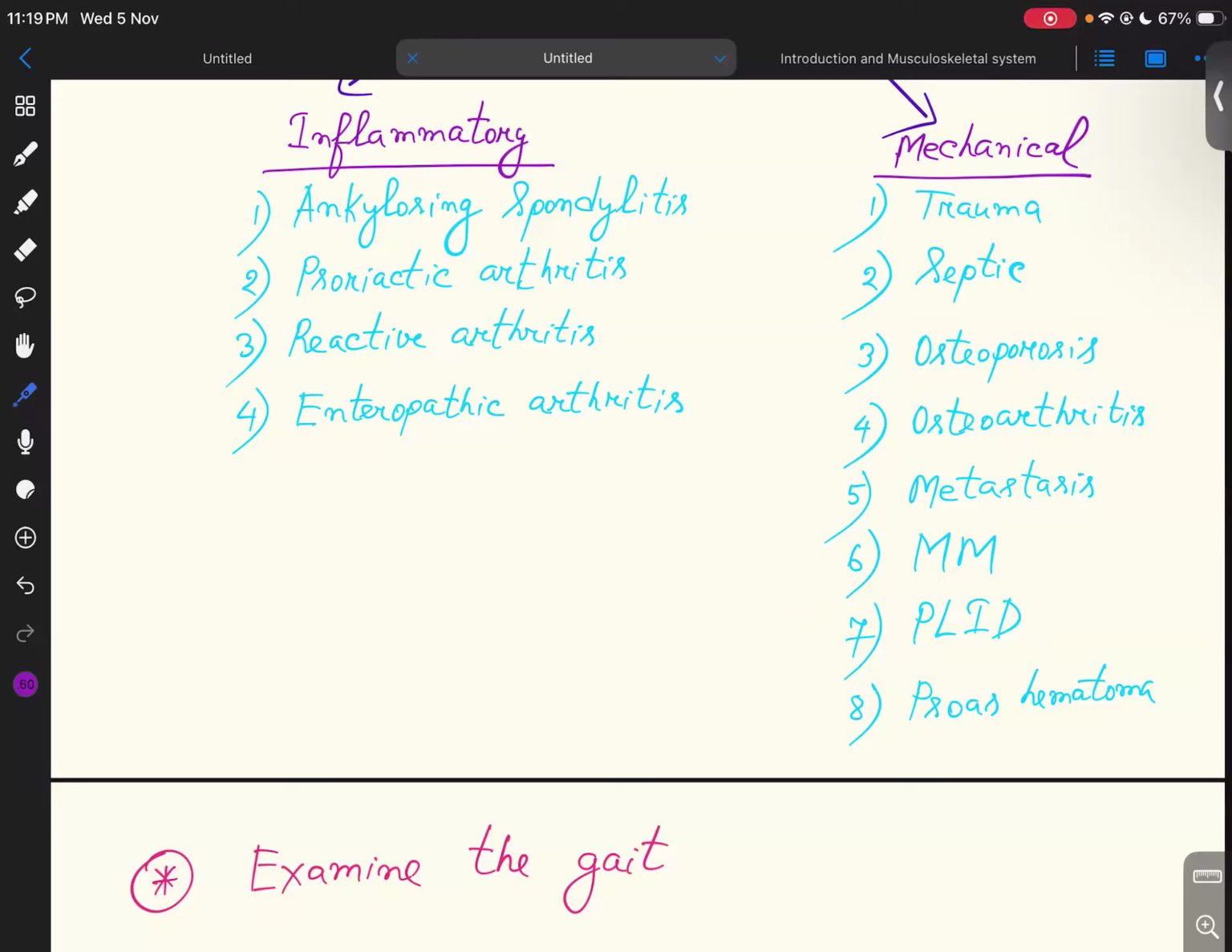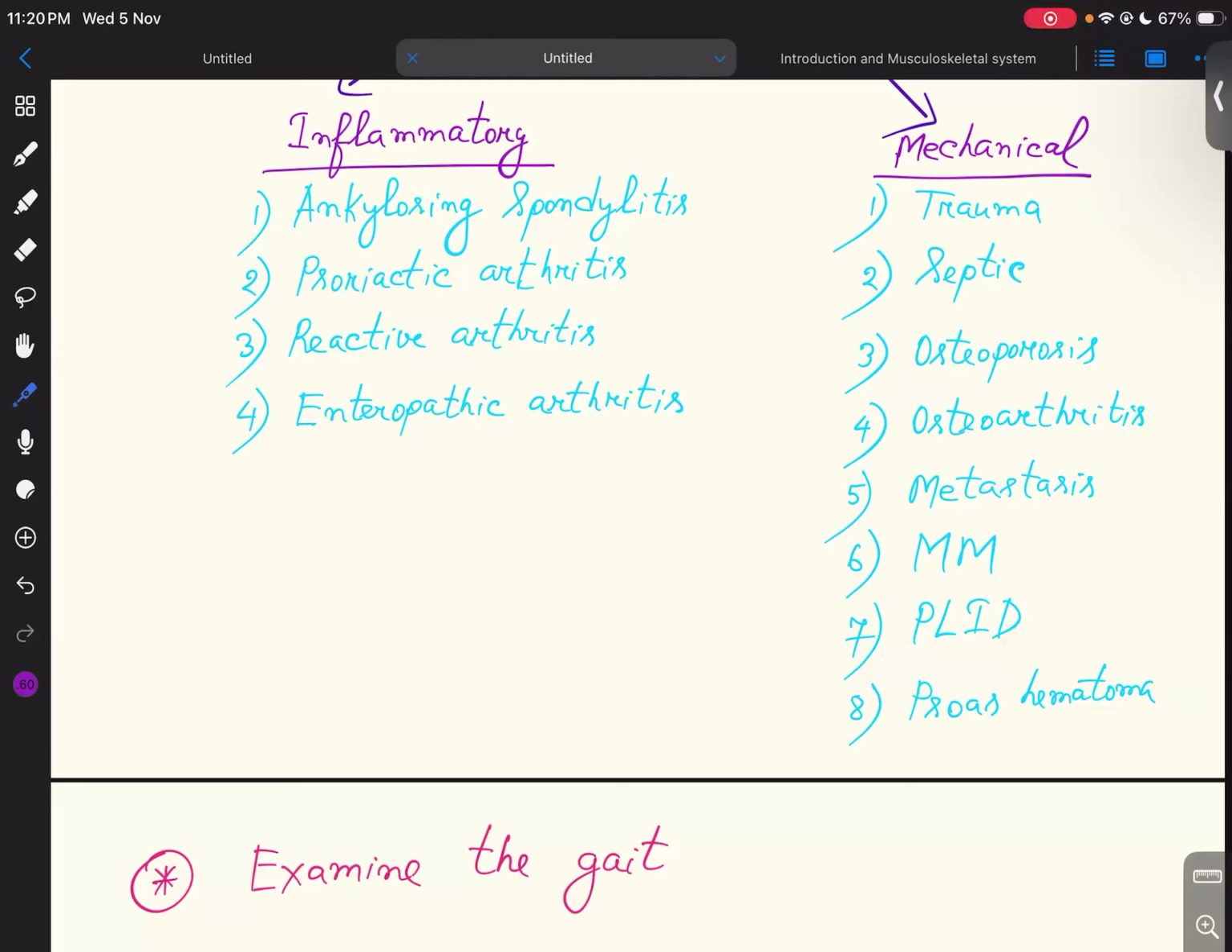Yes, okay. So PLID is prolapsed intervertebral disc. You wanted to know the abbreviation. Normally we say PIVD, so it's prolapsed lumbar intervertebral disc.